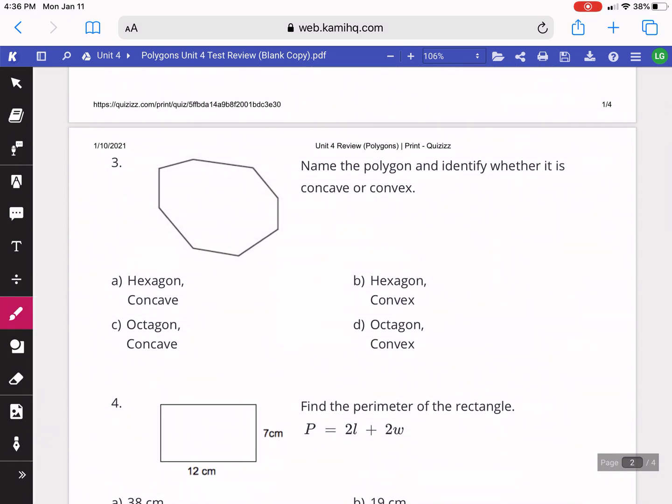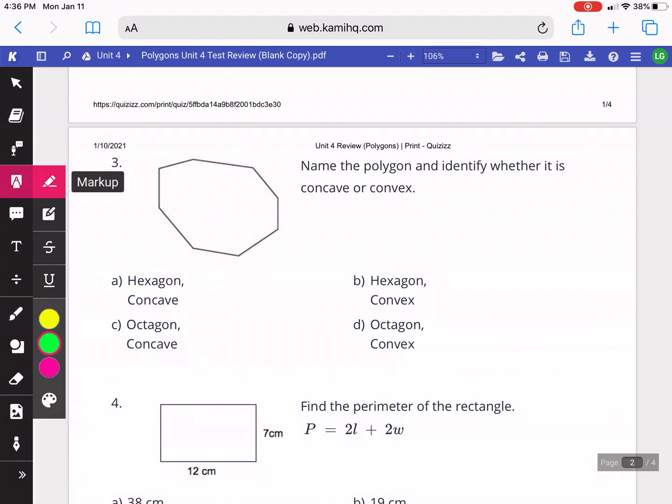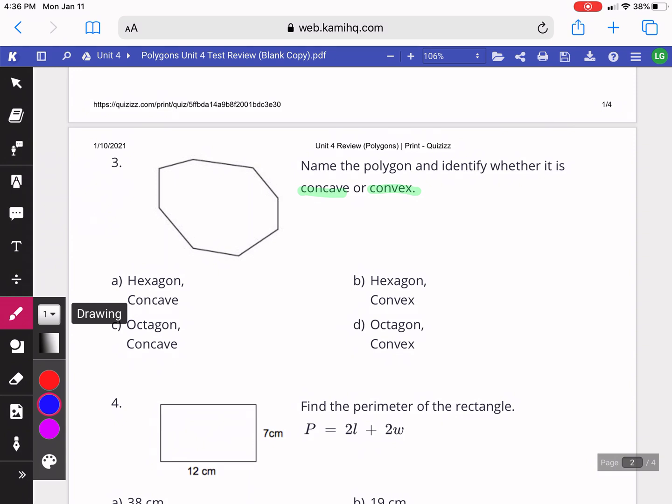On this next image, it wants us to identify the name and whether it's convex or concave. So here there's 1, 2, 3, 4, 5, 6, 7, 8 sides. 8 sides makes it an octagon. So I can eliminate the ones that say hexagon.